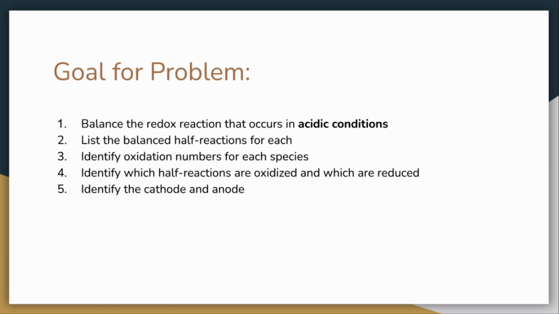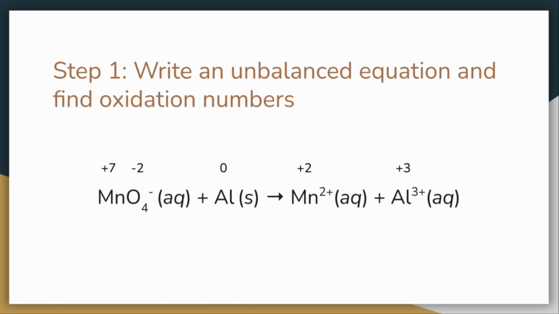To do this, the problem will be broken down into 7 smaller steps, starting with breaking the reaction into 2 half reactions, identifying oxidation numbers throughout the steps, identifying which reaction is being oxidized and which is being reduced, and in turn identifying the cathode and anode of the problem. Step 1 is writing the full unbalanced equation and finding the oxidation numbers of each element in the reaction.